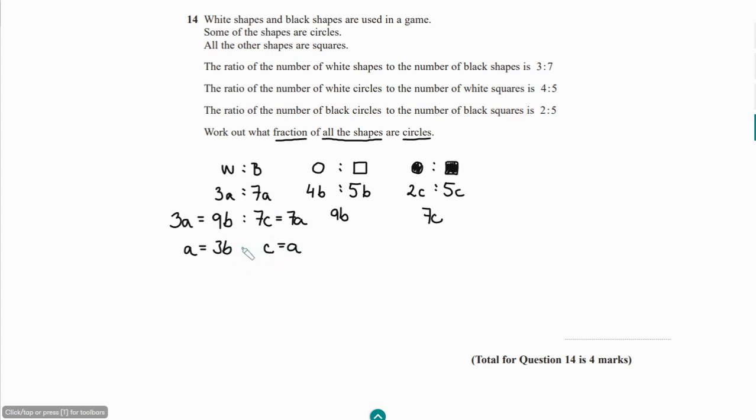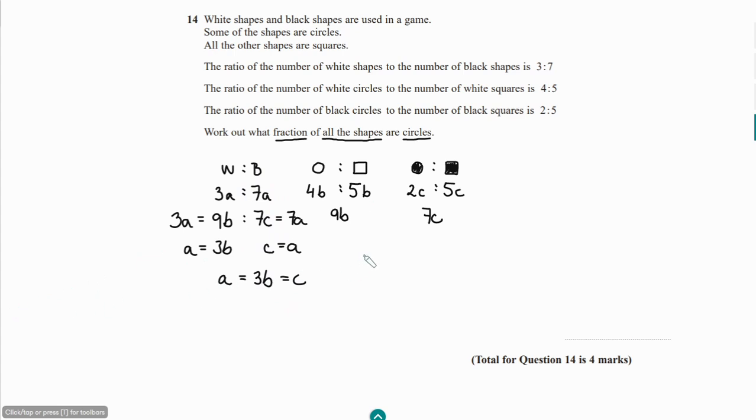Now this is not in a ratio anymore because we divided by different numbers. But now we see that if c equals a and a equals 3b, we can really say that a equals 3b and that equals c. That is true just from putting everything together.